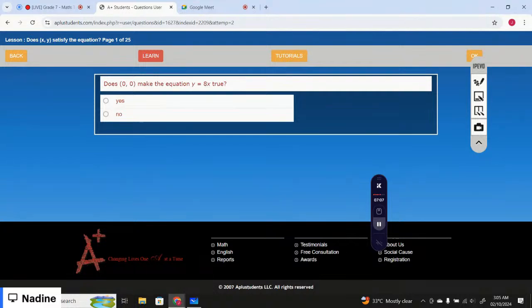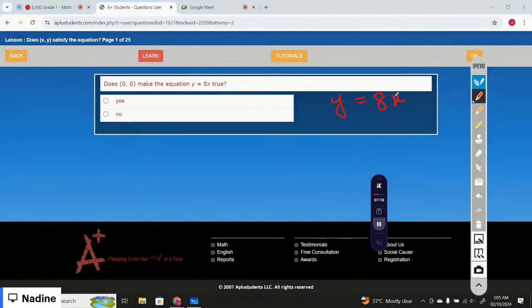Does (0, 0) make the equation y equals 8x true? Okay, you are given the equation y equals 8x, right? The ordered pair you are given is (0, 0). That means x is 0, y is 0. Let's just put in the values. 8 times 0 is 0, and 0 is equal to 0, right?